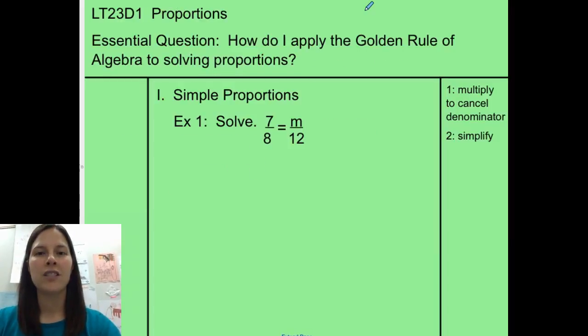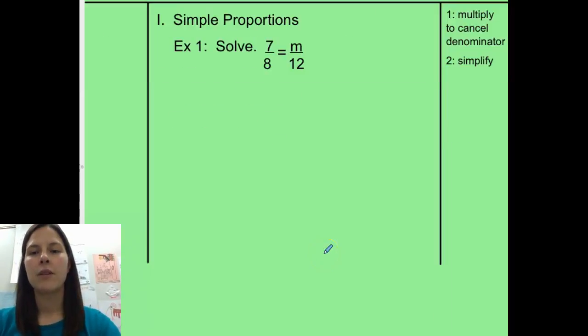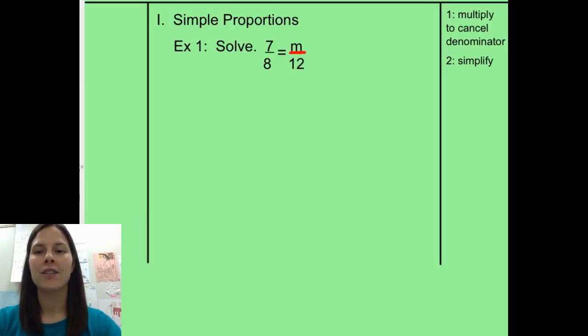So our essential question today is, how do we apply the golden rule of algebra? Remember, that's whatever you do to one side of the equation, you do to the other, to solving proportions. When we look at our first proportion, we have a variable in the numerator, and our variable is being divided by 12. To cancel division, we multiply. I'll multiply both sides by 12, golden rule. On the left-hand side, it cancels, leaving me with m, which is what we want.